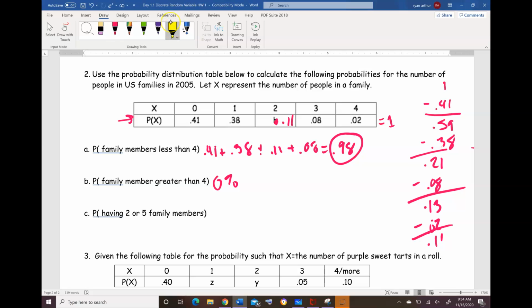The next one says, what's the probability of having 2 or 5 family members? So having 2 or, well, 5 doesn't exist, so it's 0, but you still have the 0.11. So you have 0.11 plus 0, which would be 0.11, or 11%.